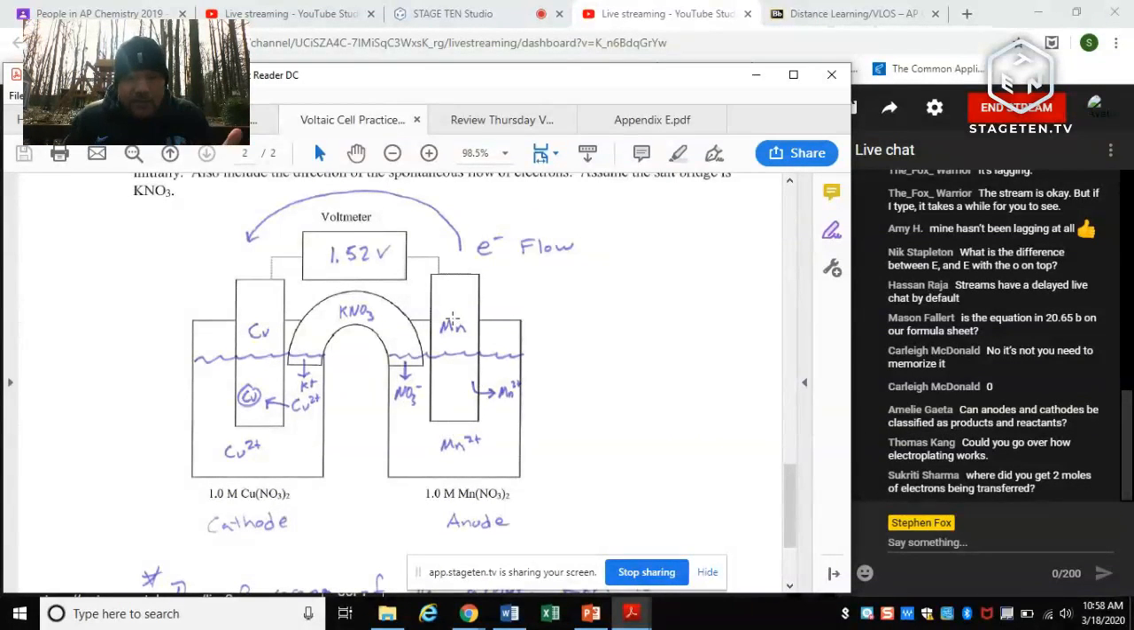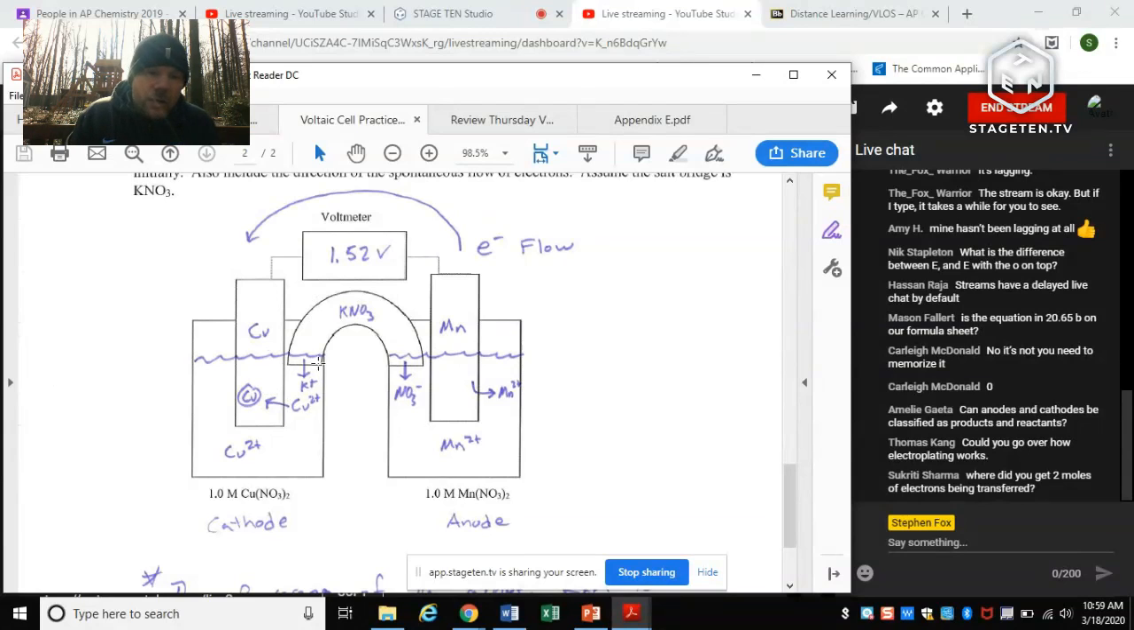And then again, let's keep adding to it. What would I have to do to recharge the battery? I would have to plug my wire in to an external voltage source that's greater than 1.52 volts. If it's greater than 1.52 volts, it'll drive the reaction the other way, so the electrons would flow this way, and everything would reset itself, right?